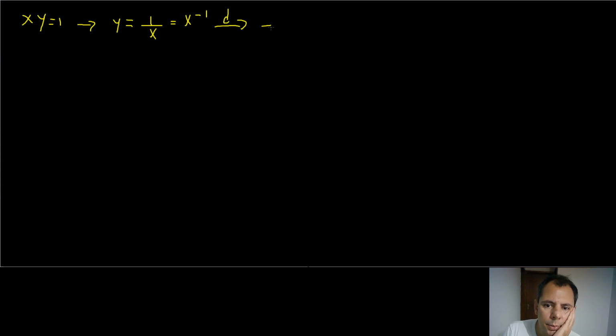Now here we go. You have something like this, xy equals 1. And then you're going to think, okay, so first we make this y equals 1 divided by x, which equals x to the minus 1. So differentiating this, it's going to be minus x to the minus 2, which is minus 1 divided by x squared. Okay? Now what is this? This equals dy dx, because we isolated the y here.